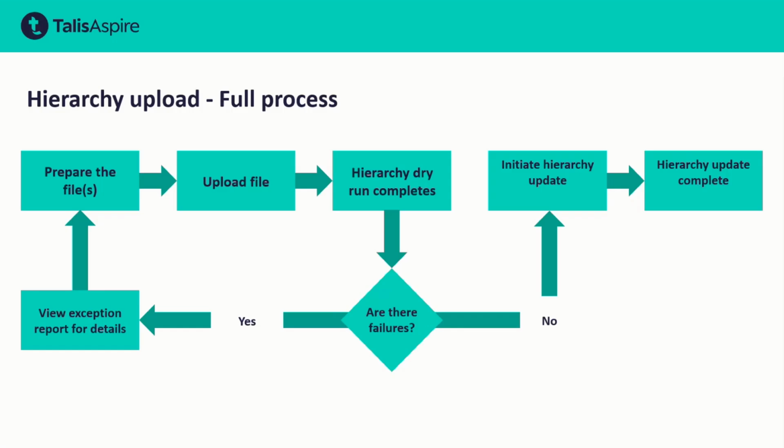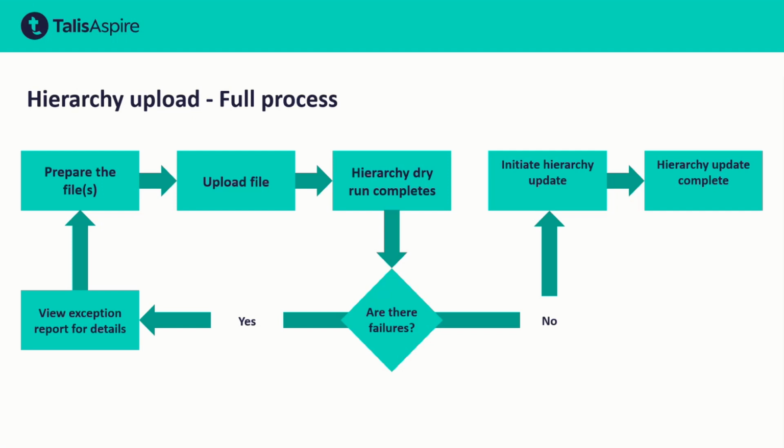So step 1, you're going to prepare your files based on the information that we've just covered in the last slide. Remember, we'll need the old code, the new code, the node type, and the name. Those are the mandatory fields. You'll want to upload the file. To do that, you go up to admin, you select hierarchy upload, and then you upload your file.